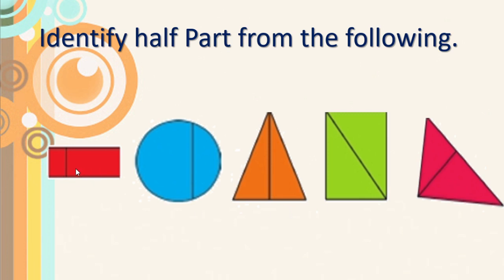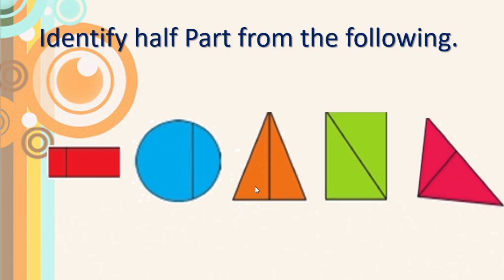Okay. Now see, this is not equal. This portion is smaller and this one is bigger. So this is not half. And what about this circle? The circle also does not have the half part because the line is towards the right side. So these two parts are not exactly alike.